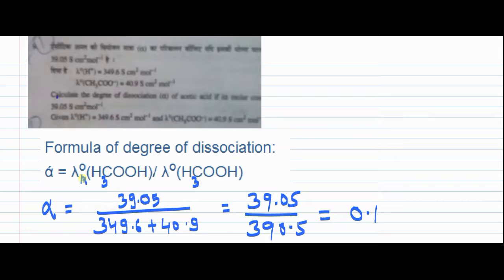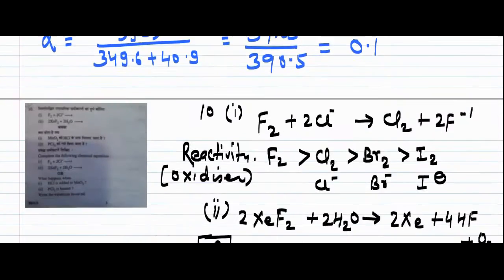Formula of degree of dissociation: alpha is equal to lambda upon lambda infinity. Alpha is equal to 39.05, given, and 349.6 plus 40.9. Add both values, and after that we get the alpha value 0.1.